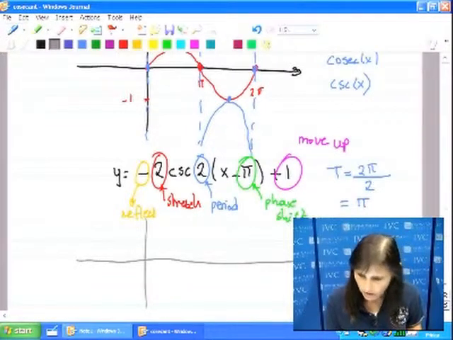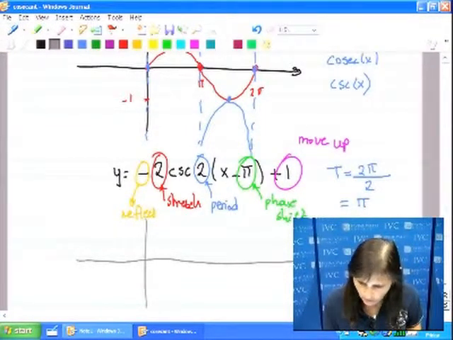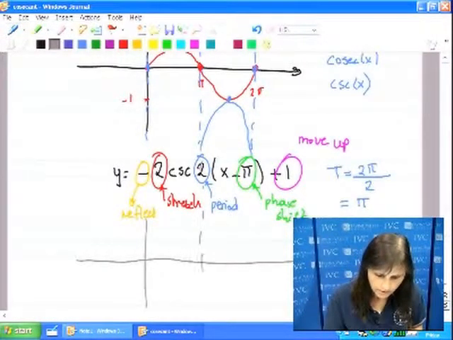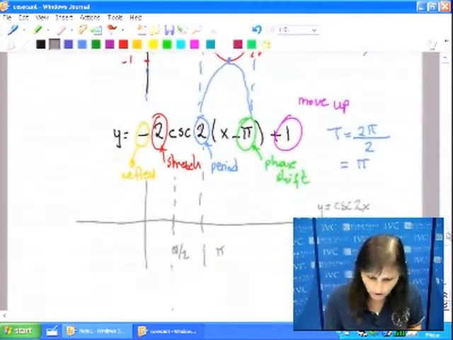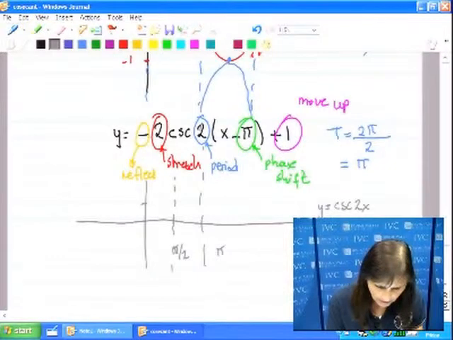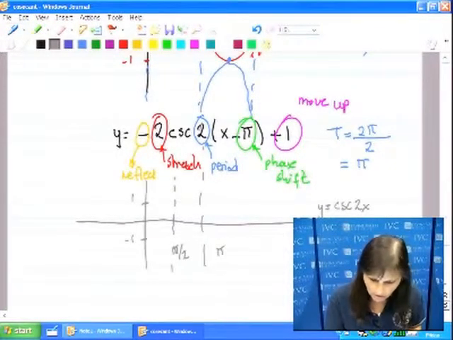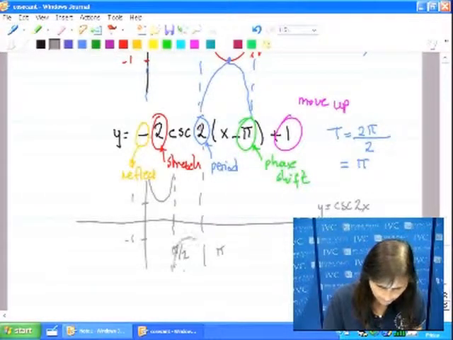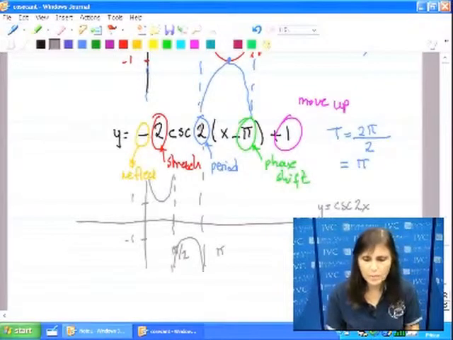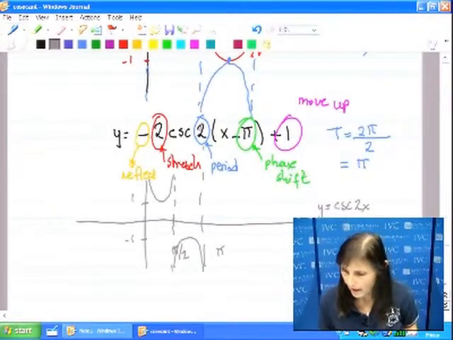All right, so let's draw y equals cosecant of 2x. So here's my pi. Here's my pi over 2. So that means I'm going to have a kind of squished version of my cosecant. And here's 1, here's -1. So what it's going to do is it's going to go and do this. Here's the picture of cosecant of 2x.